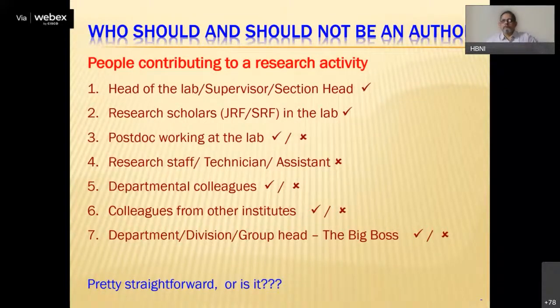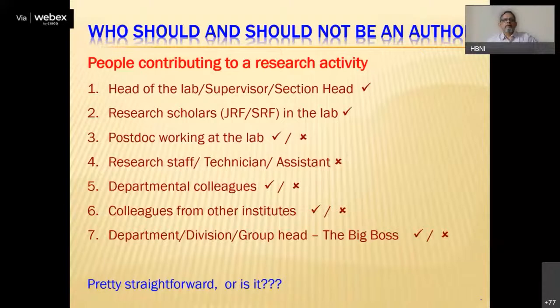First, of course, who are the people there? You will have the head of the laboratory. He could be the principal investigator. He can also be the supervisor of the research scholars there. He may also be the section head over there. So you have a principal scientist or a principal investigator or a supervisor involved in the laboratory. Then people like you, junior research fellows or senior research fellows who are working in the lab.